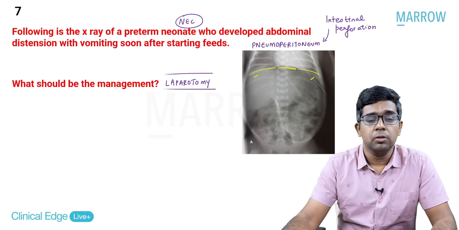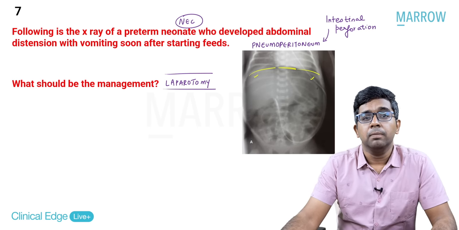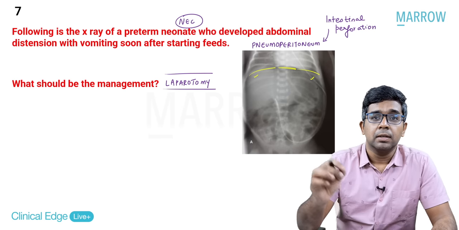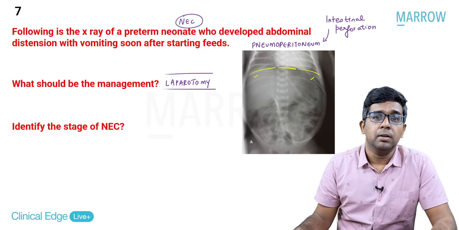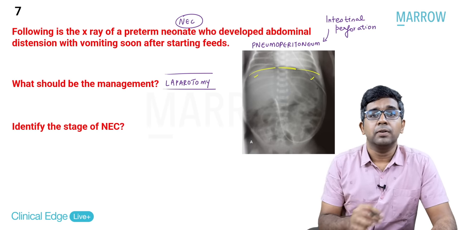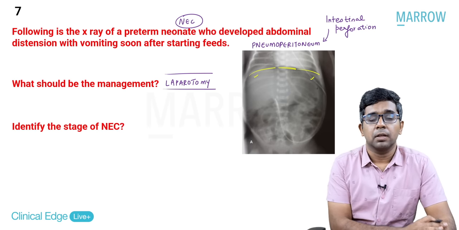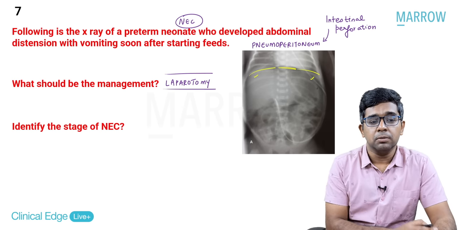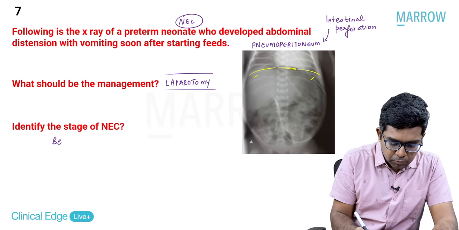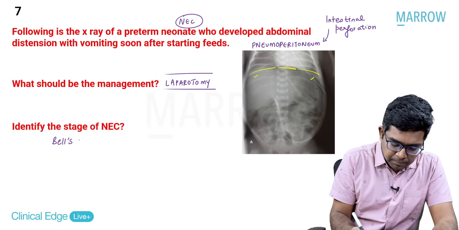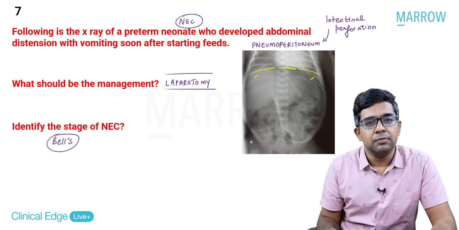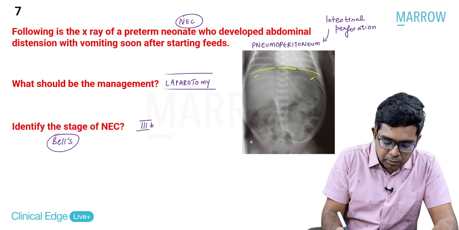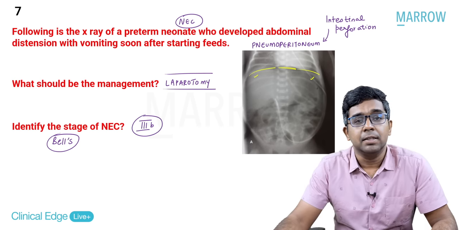I'm sure all of you must have studied something called Bell staging in assessment of necrotizing enterocolitis. So the next question is related to that. What would be the stage of NEC in this particular child? Any straightforward answers before I start the discussion of Bell staging? What we are using is a modified Bell staging. Yes, it is stage 3B would be the stage of NEC in this particular child.